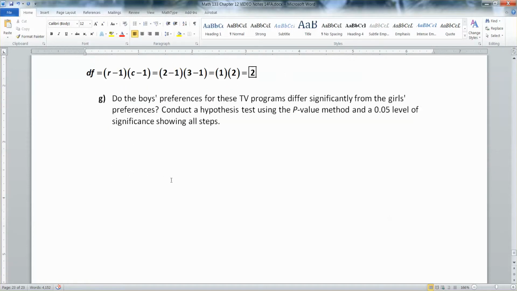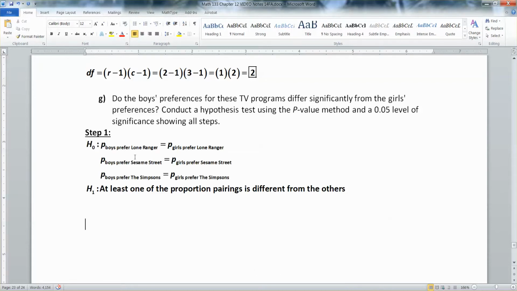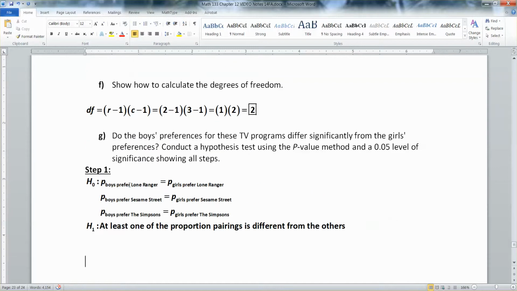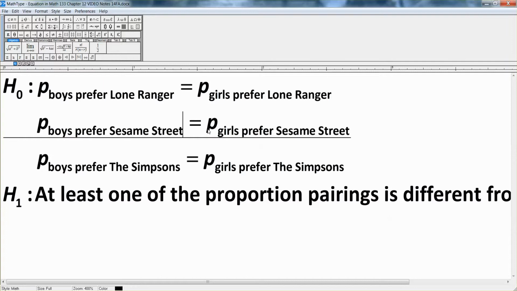All right, so let me write up the hypotheses. They're going to be different than what we had before because we're going to involve proportions. All right, there's step 1. So we're going to set up that the proportion of boys who prefer Lone Ranger is equal to the proportion of girls who prefer Lone Ranger. Then the proportion of boys who prefer Sesame Street is equal to the proportion of girls who prefer Sesame Street. And the proportion of boys who prefer The Simpsons is equal to the proportion of girls who prefer The Simpsons. In other words, I'm saying that there is a homogeneity, an equalness amongst the proportions for these different groups. So I think the proportions for each Lone Ranger category are the same. The proportions for each Sesame Street category are the same, and so on.